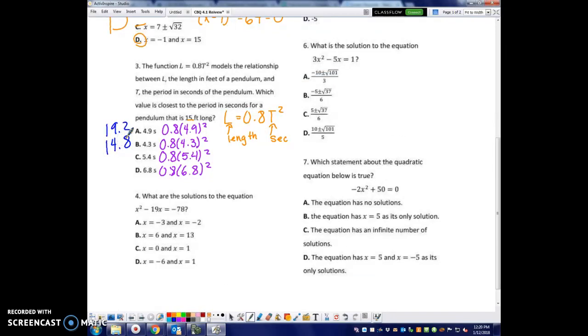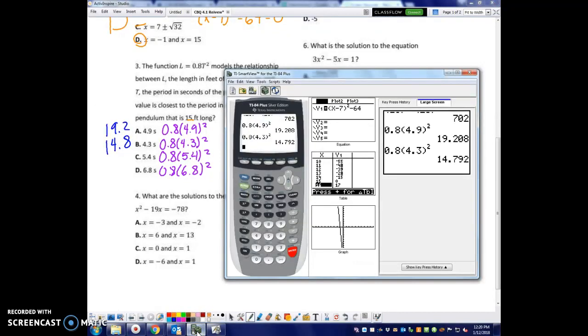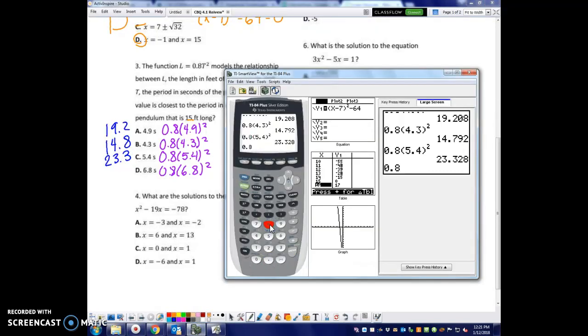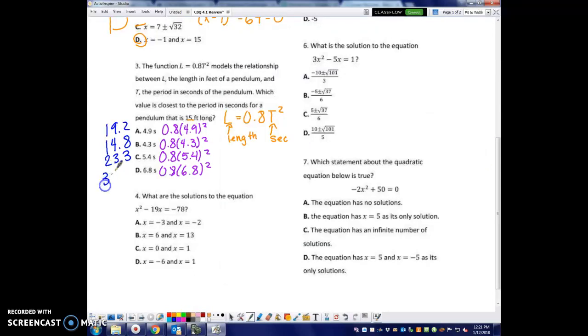Or 14.8, because we're rounding. All right, the next one. 0.8, 5.4 squared. 23.3. And the last one, 0.8, 6.8 squared. 36.99. Okay, so which one of these is closest to 15 feet? This 14.8. So the answer here is B. We just plugged it in.